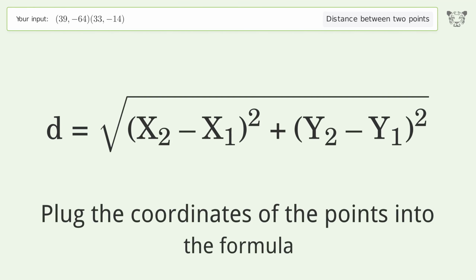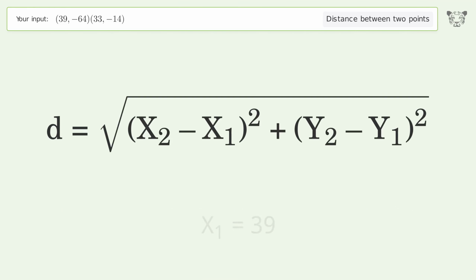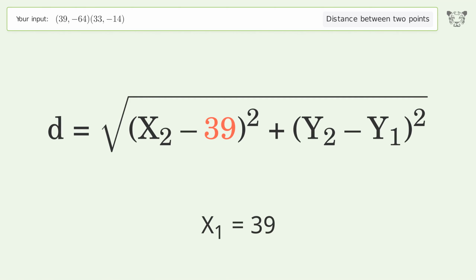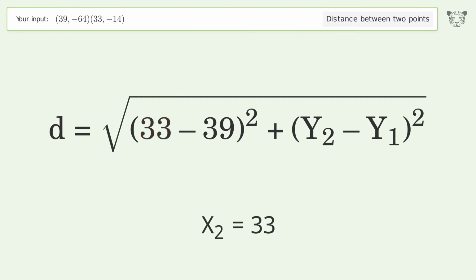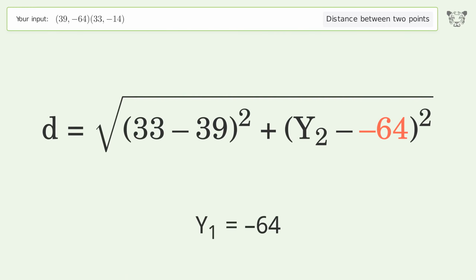Plug the coordinates of the points into the formula. x1 equals 39. x2 equals 33. y1 equals negative 64. y2 equals negative 14.